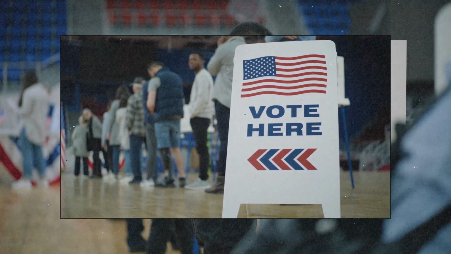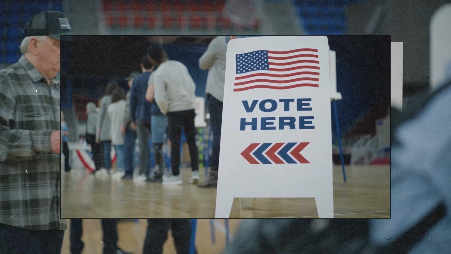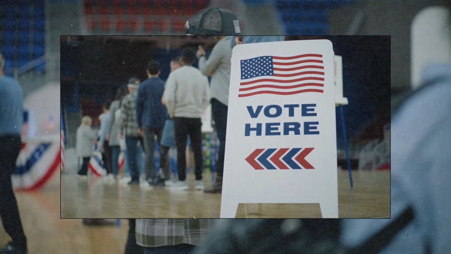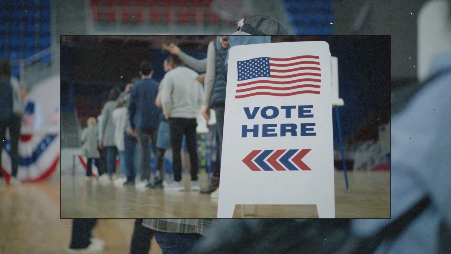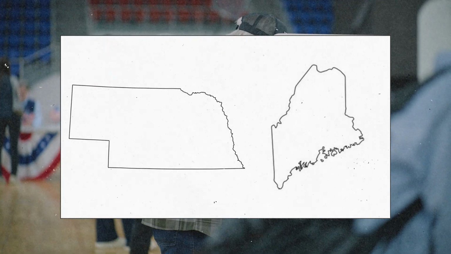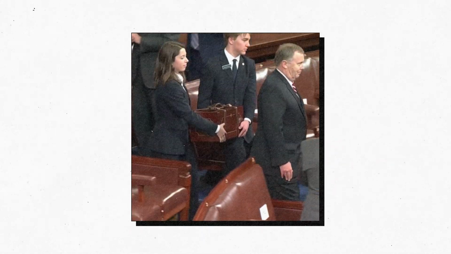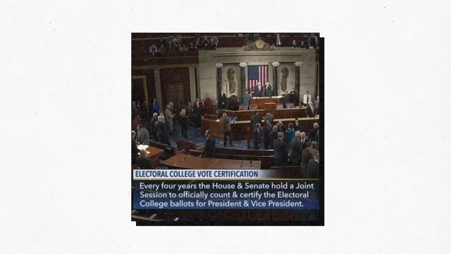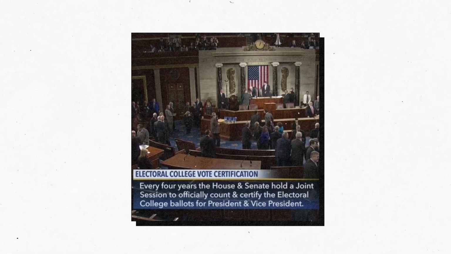Prior to the election, political parties select their state of electors. On election day, voters cast their ballots, and whichever candidate wins the most votes in a state typically wins all of that state's electoral votes, except in Nebraska and Maine, which distribute theirs proportionally. Once a candidate reaches 270 electoral votes, they are declared the winner. But it doesn't end there. In December, electors meet in their state capitals to formally cast their votes for president and vice president. Those votes are then sent to Congress, where they're officially counted in January before the president is inaugurated.